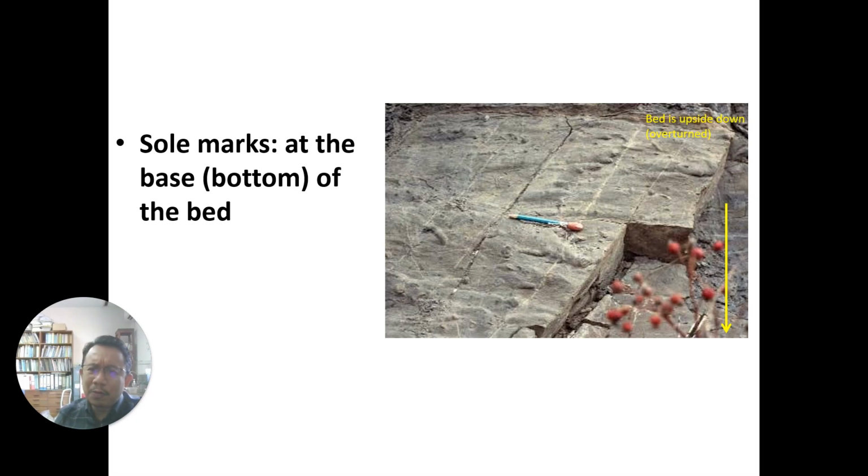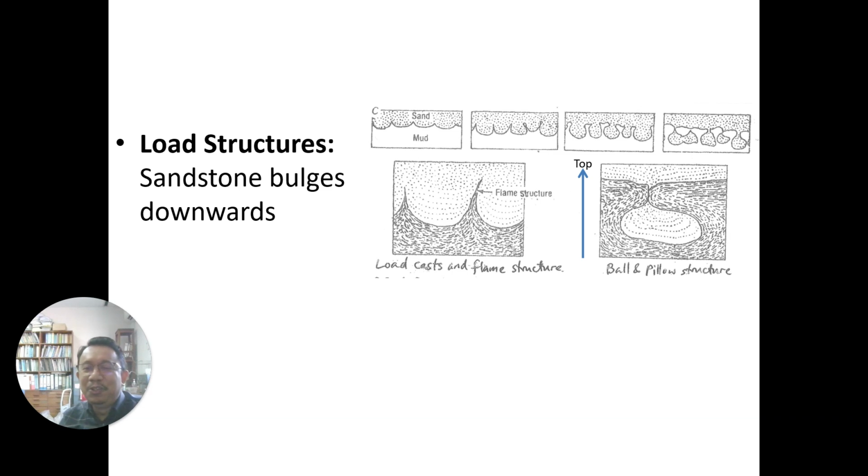Sole marks are always at the base of the bed. So if you have flute casts, they're going to be at the base of the bed. In this case, you have overturned beds because the sole marks here are at the top right now, but they have been overturned because of tectonics. And also load structures, they sink downwards, they bulge downwards. So you can use that as a younging direction indicator. Example, two outcrops again. This one is the incorrect orientation because the flame structures are pointing upwards and the loads are bulging downwards.